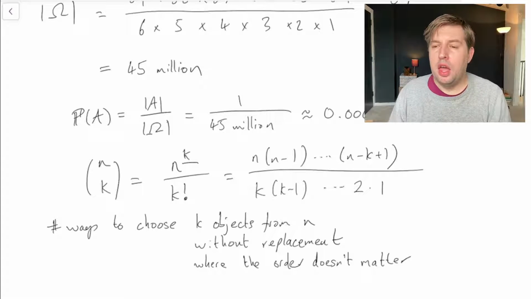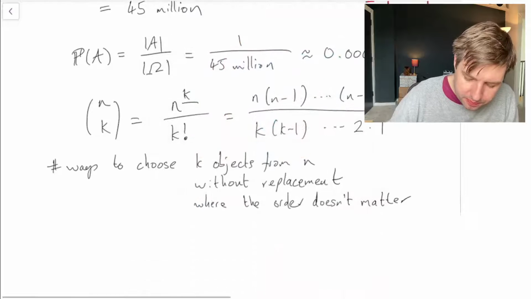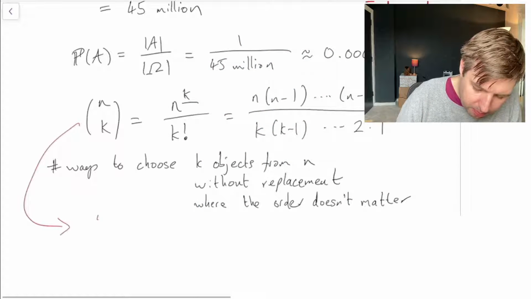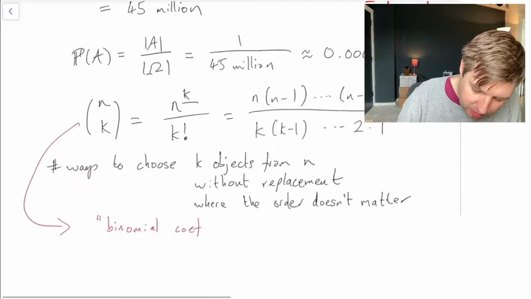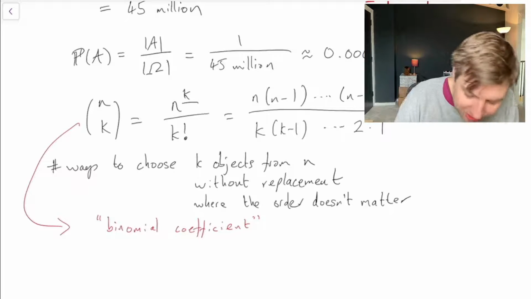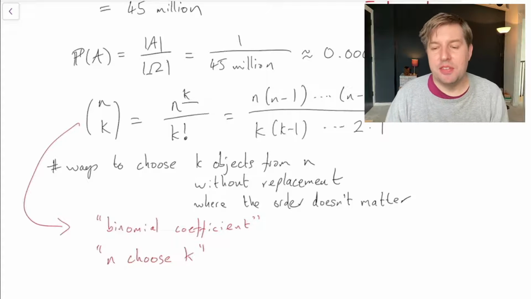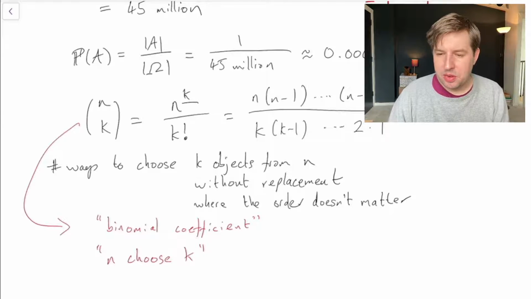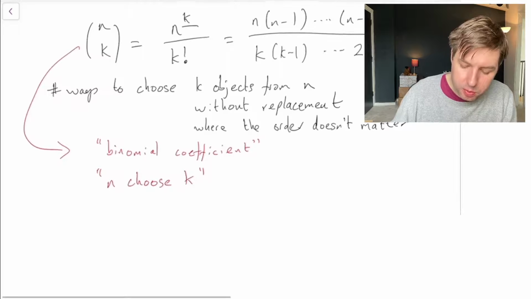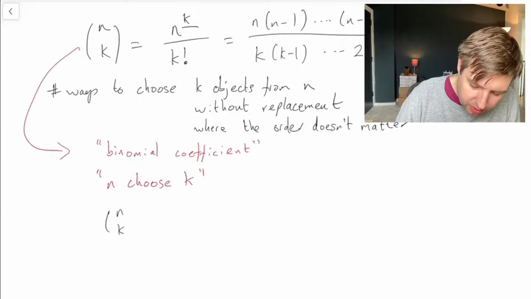We call that thing the binomial coefficient. That's its proper fancy name. If you want to look it up in a book, you'll have to search for binomial coefficient. But actually, when we speak out loud, we normally just say n choose k, because you've got n objects and you want to choose k of them in a way where you don't care about the order.